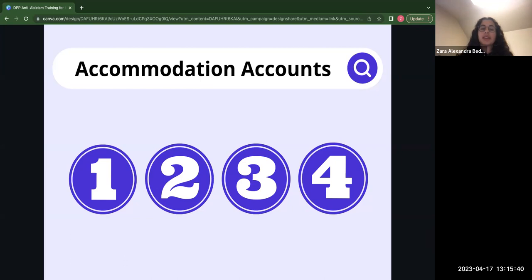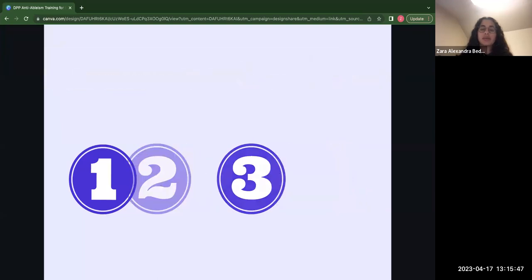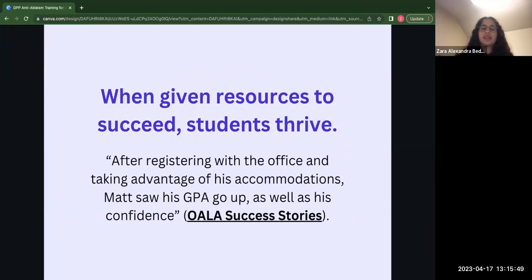We share these stories to illustrate that accommodations do not always go far enough for students, but it is also true that there are many accommodation success stories. When given the resources to succeed, students thrive, such as in this example from Baylor University. One student shared that after registering with Baylor's accommodations office and getting accommodations, he began to see his grades go up and felt like he was able to succeed in college.